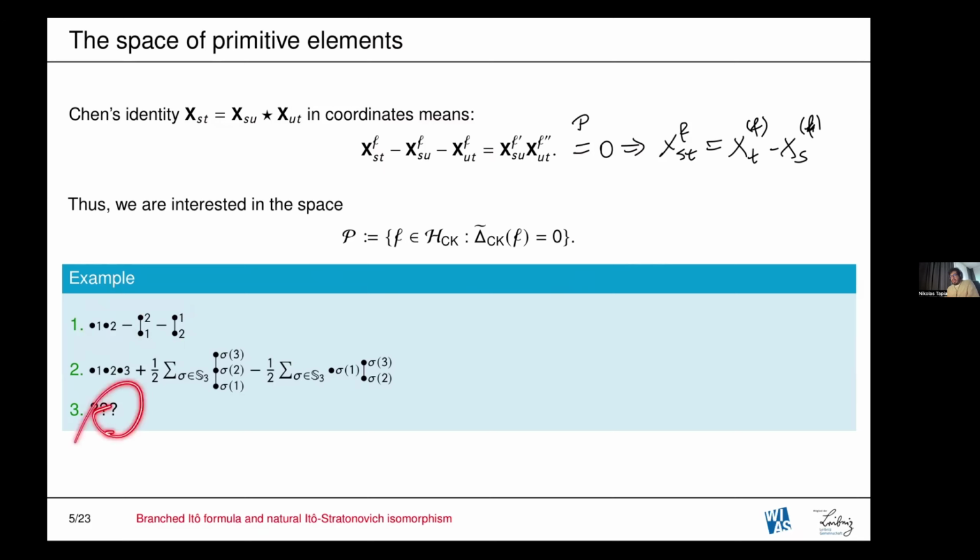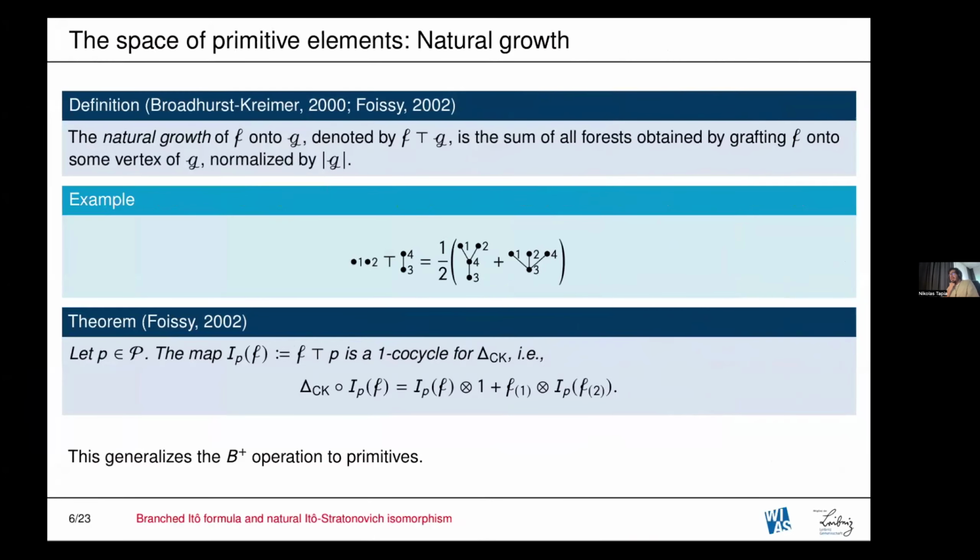But then the question is how to continue. How do I find these primitive elements? And this answer was given independently by Broadhurst and Kreimer in 2000 and Loïc Foissy in 2002 by introducing what's called the natural growth operator.